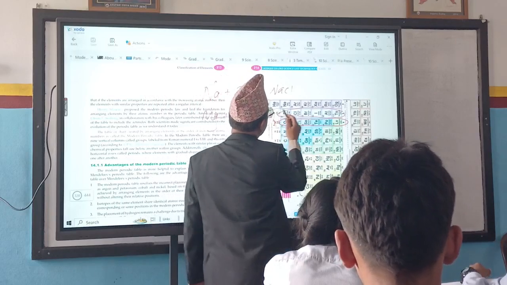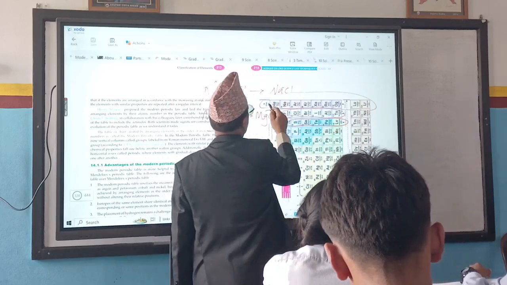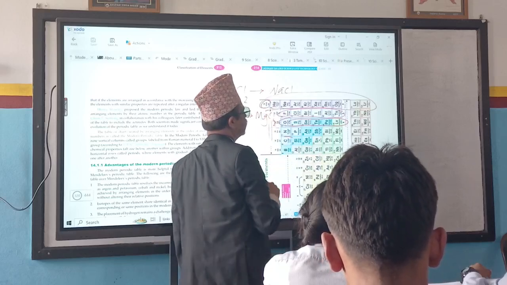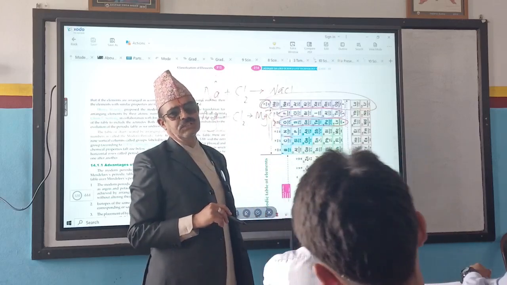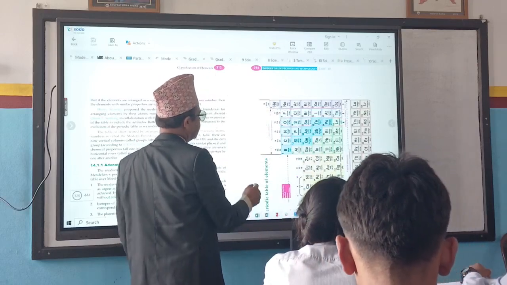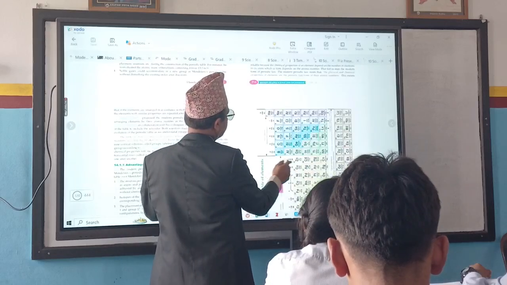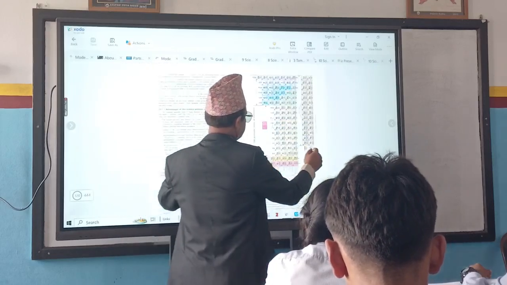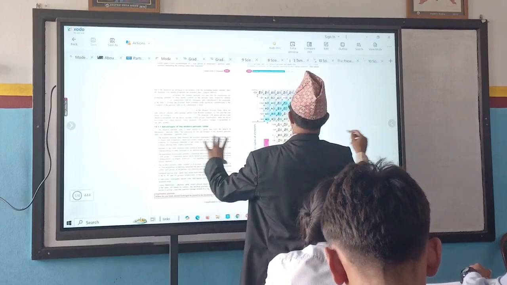And the elements which lie at the right part, group 8A or 18, they are called inert gases. Why? They are passive in nature. They do not take part in chemical reactions.